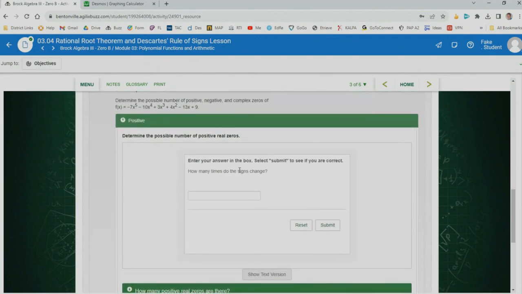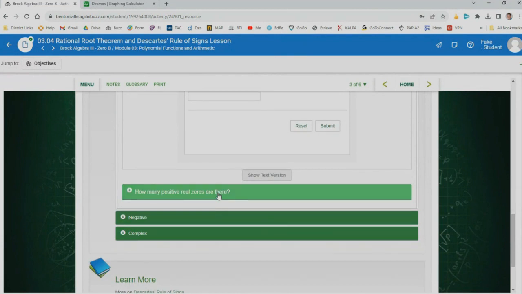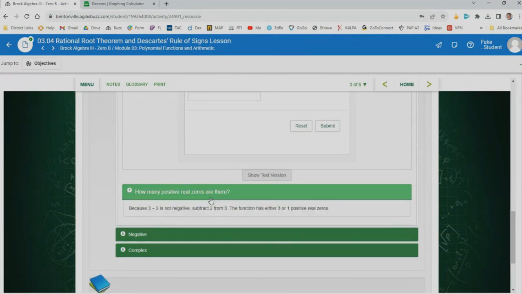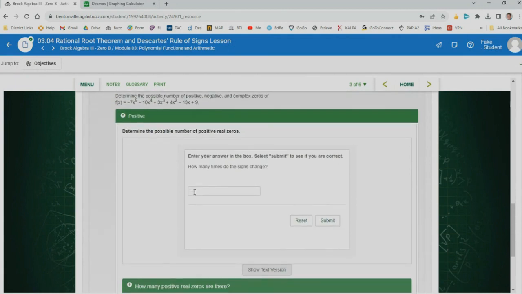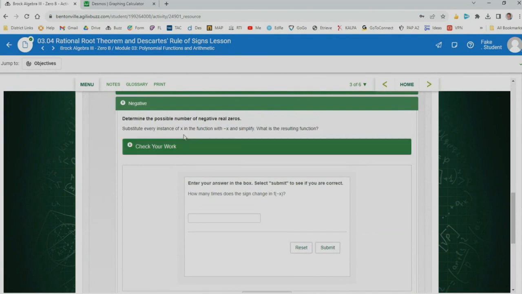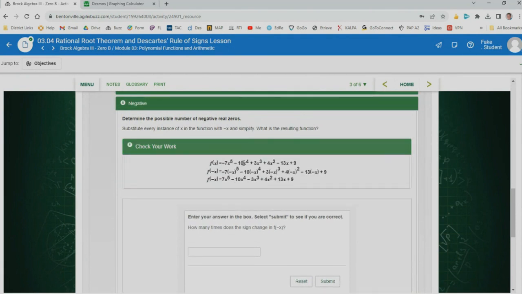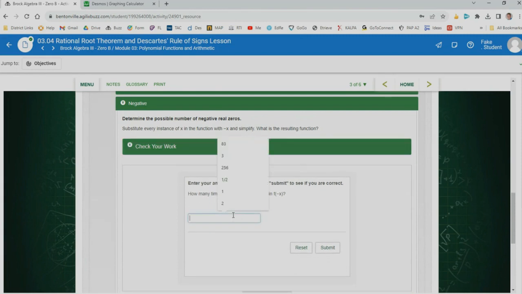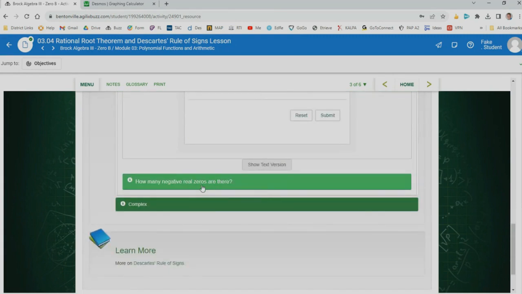This is where, for your practice, look at that, figure out how many times the sign changes, enter that there, submit. So how many zeros are there? Based on your answer here. Then the negative. When you substitute the negative x in there, what's it look like? Here's what it looks like. So try it on paper first, and then you can check and see, did you do it right? Did you simplify it correct, the same as they did? Then how many times does the sign change in f of negative x? So how many negative zeros are there?